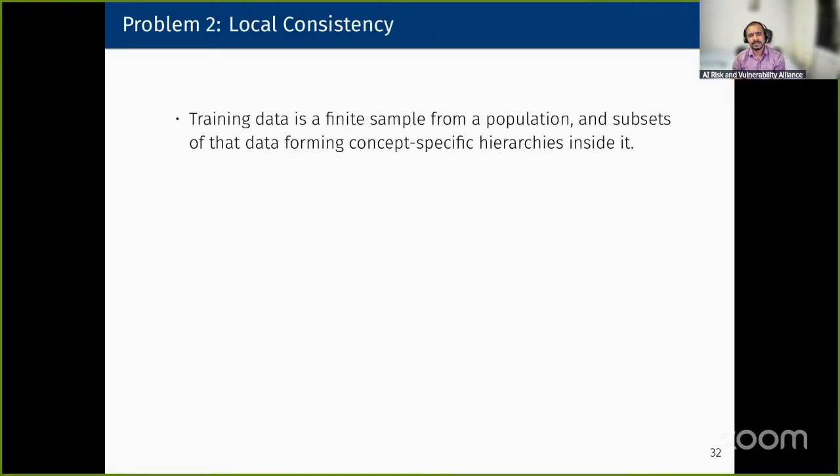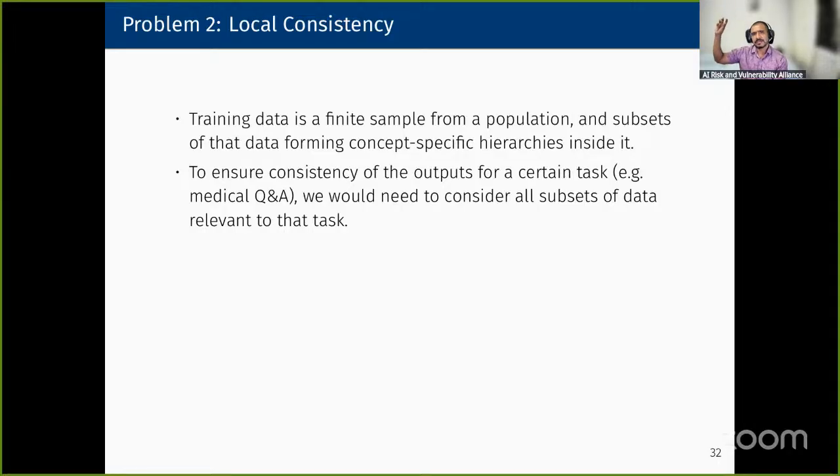The other problem that is worth looking into is local consistency, in the sense that if you consider training data of any learning system, be it language models or statistical models, that training data is a finite sample from a certain population, and there are concept-specific sub-data sets sitting in that large data set. For example, there can be data corresponding to medical question answer in the original data set. There can be data corresponding to summarization. There can be data related to banking related questions. There can be data related to Reddit threads. The original data set is diverse, but there are subsets of that data that are relevant for certain tasks.